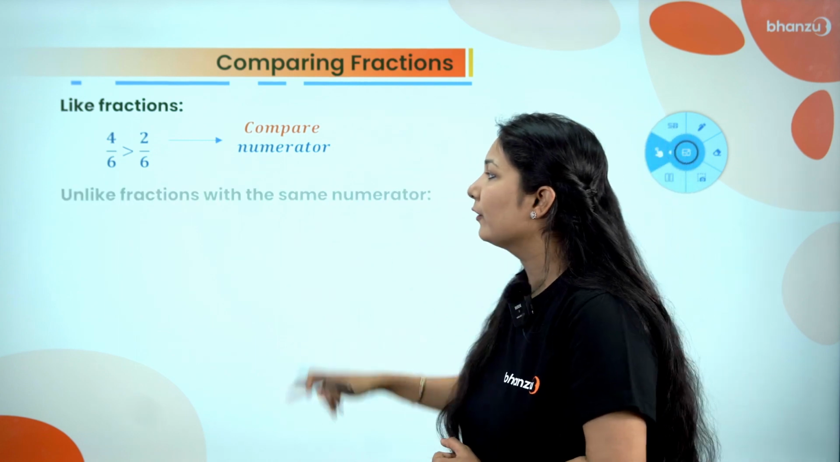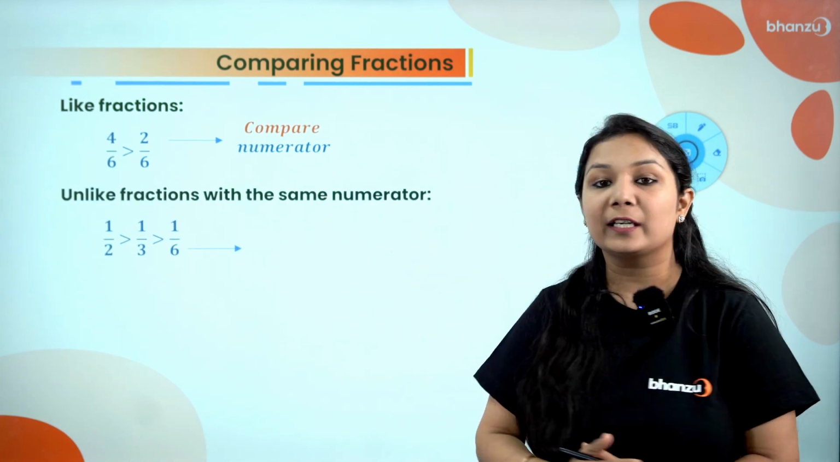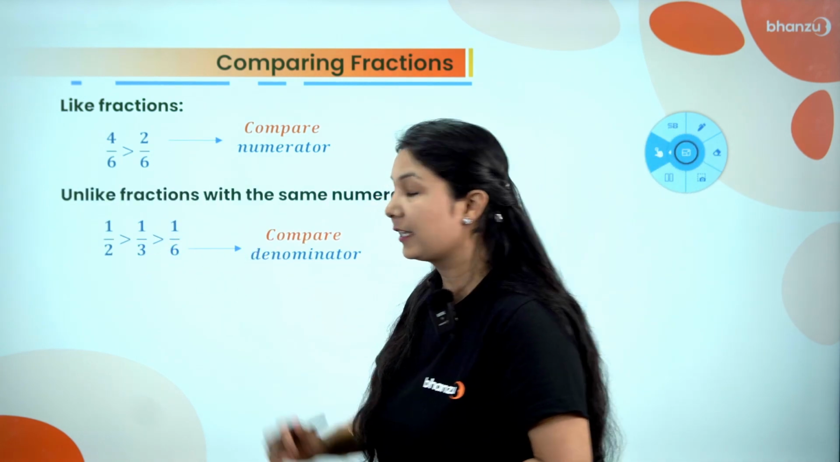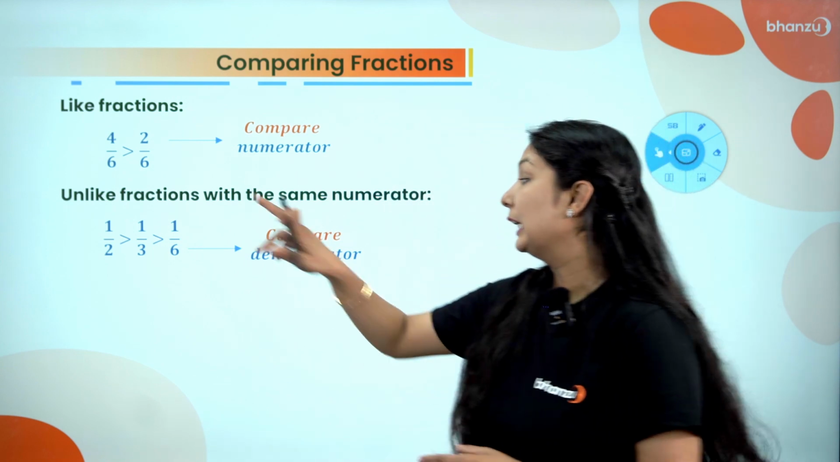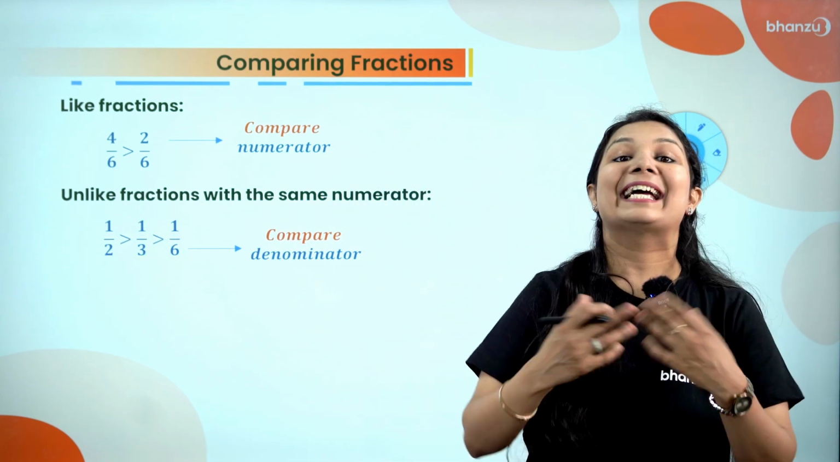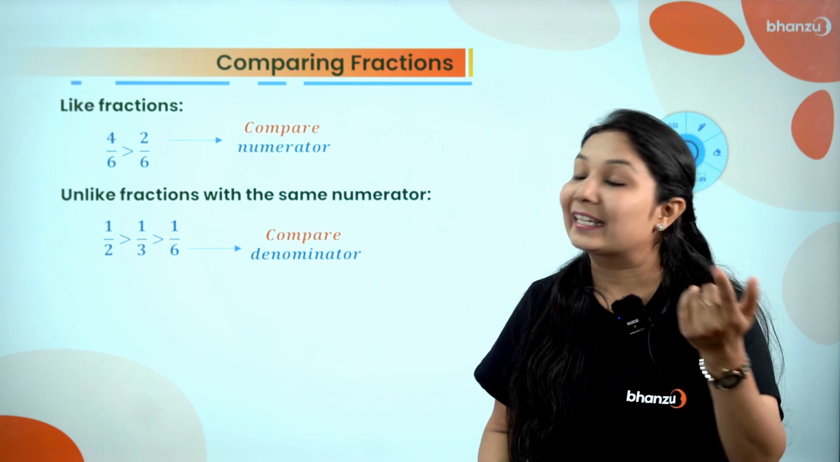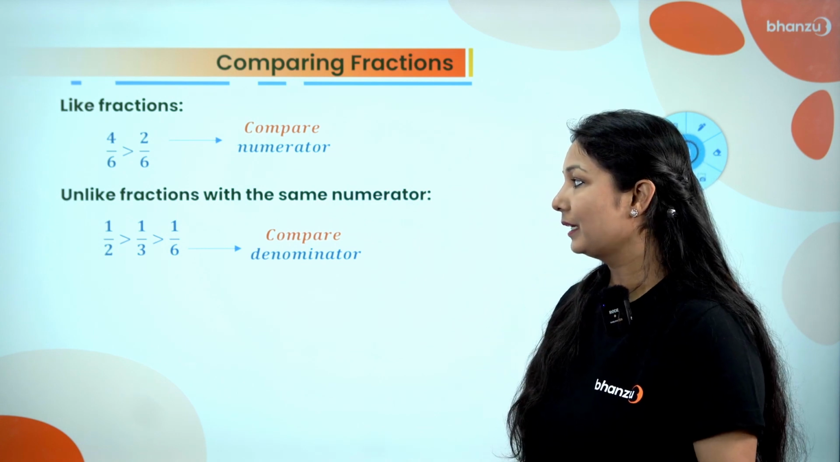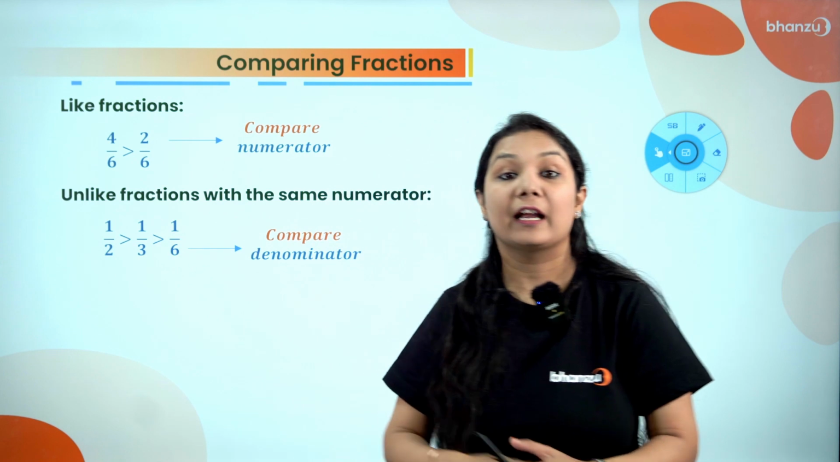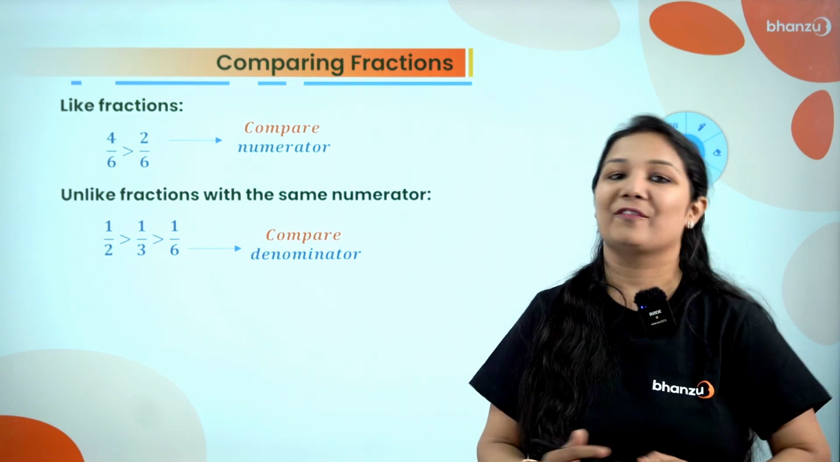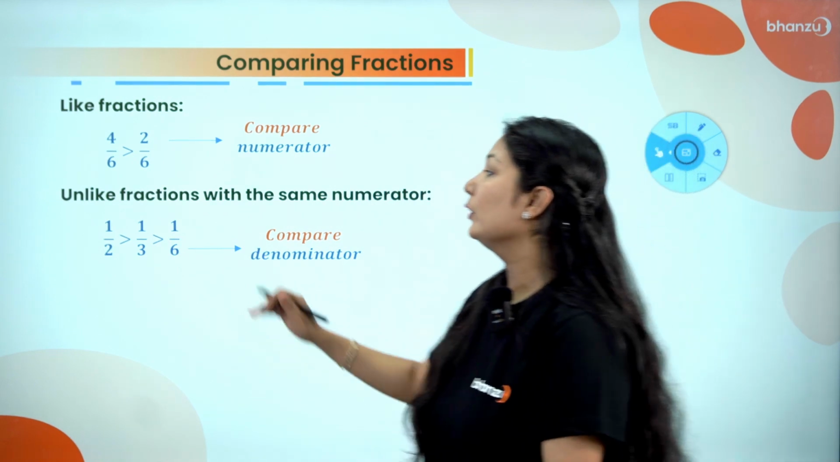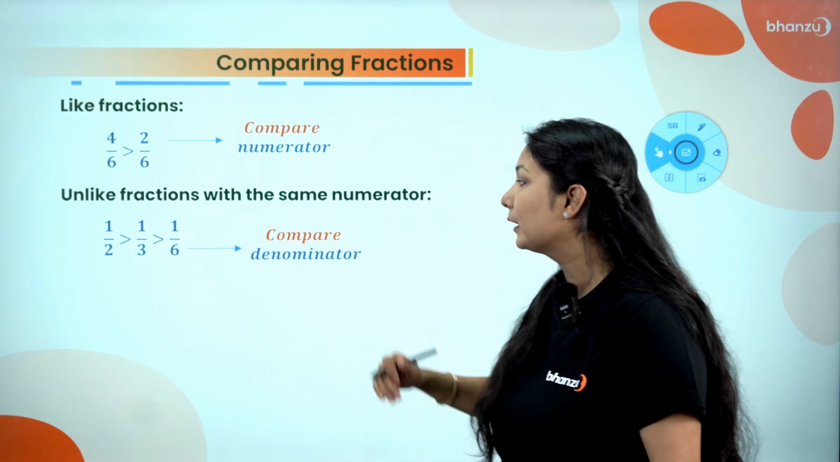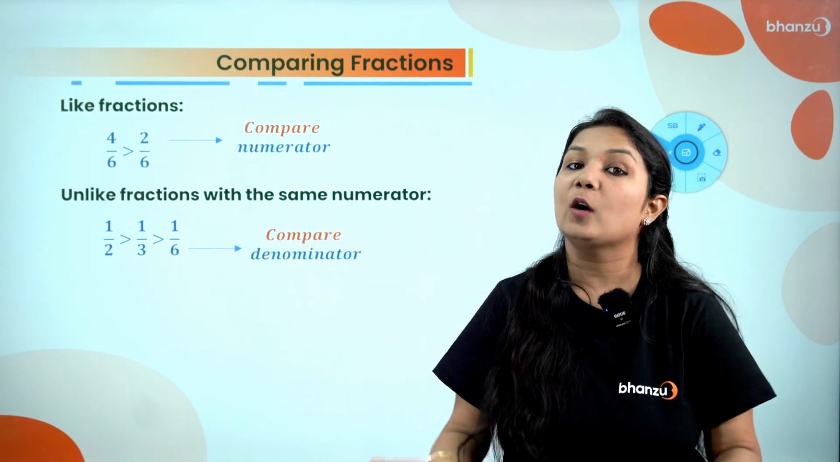What about unlike fractions with the same numerator? So if numerators are already same, the fraction with the lower denominator is greater in value. And the one which is having a higher denominator is lesser in value, right? So whenever you have unlike fractions with the same numerator, we just need to compare the denominators.